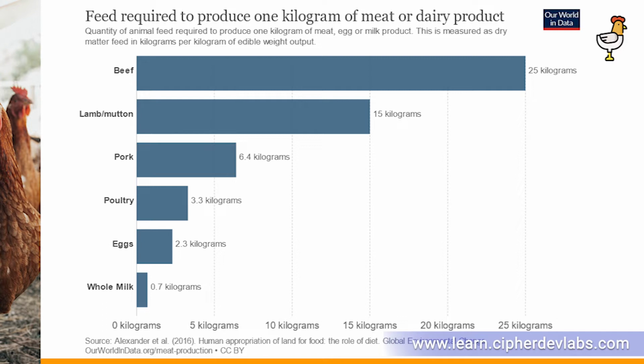Next, we have lamb and mutton with 15 kilograms. After that, we have pork with 6.4 kilograms, and next we have poultry with 3.3 kilograms. Then there's eggs with 2.3 kilograms, and finally we have 0.7 kilograms for whole milk.